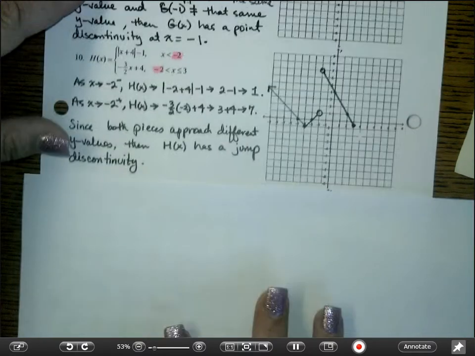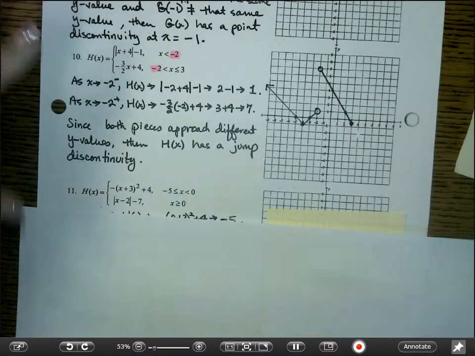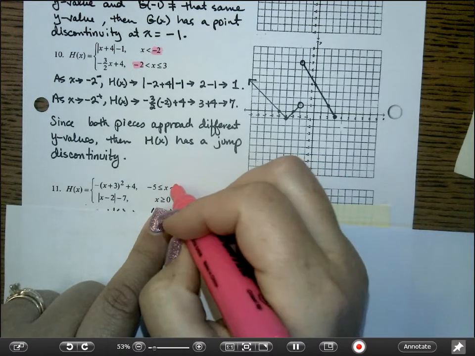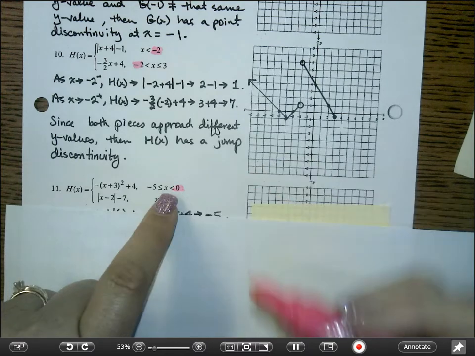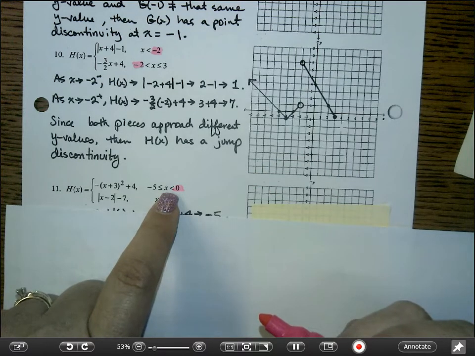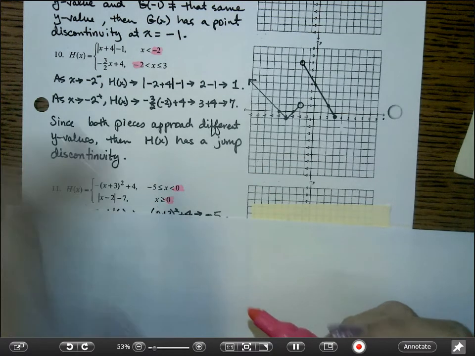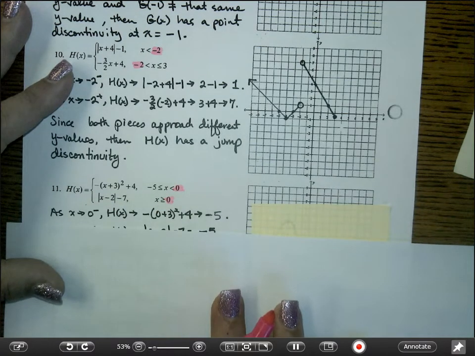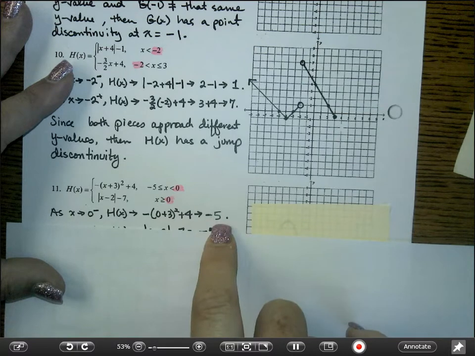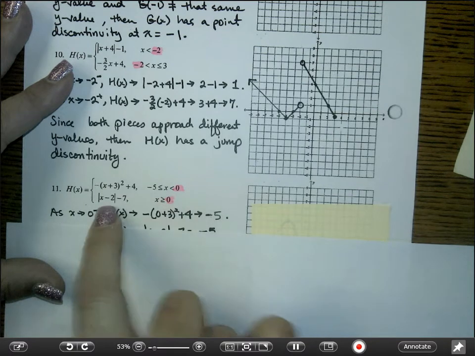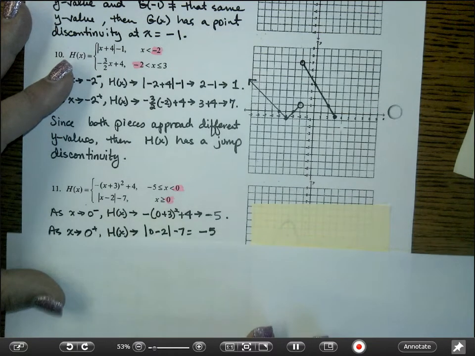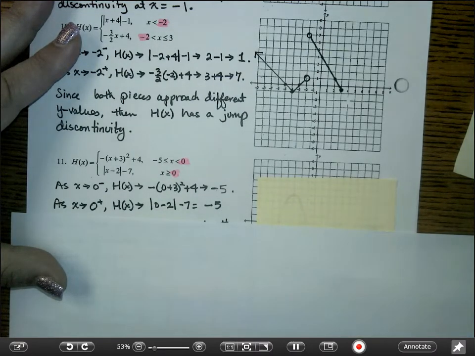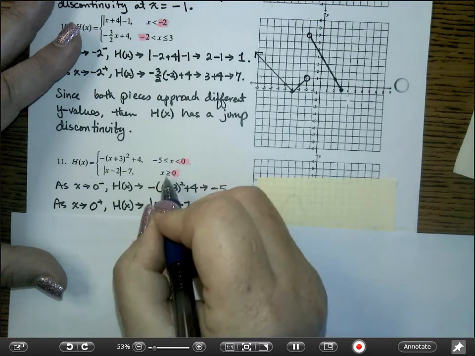All right, last one. So if we take a look, we've got potential discontinuity at 0. This is the left side of 0 because it's smaller than 0. This is the right side. So I am going to plug in 0 into this first equation. When I plug in 0, I get -5. Now I'm going to plug in 0 here and also see what I get. I also get -5. We also know that this is equal to.